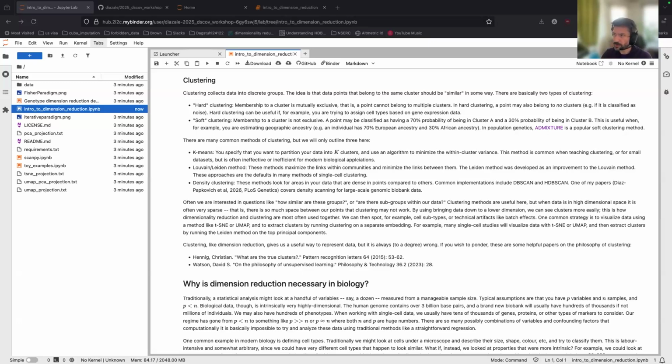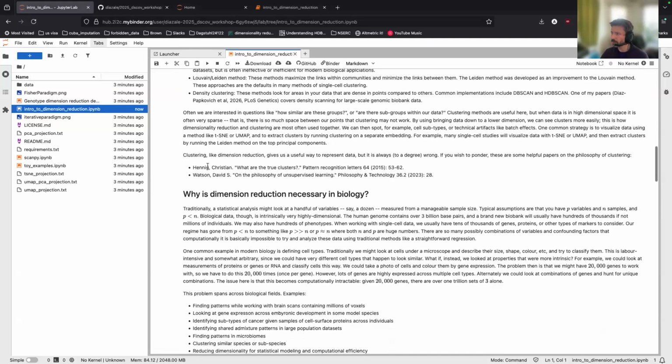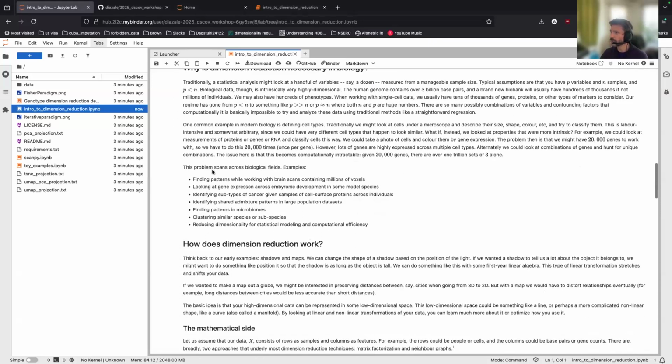There's a whole ton of different clustering methods. K-means is a really common one, but it's kind of computationally inefficient at this point, and it's mostly used in toy examples. I've got a description in there of Leuven and Leiden, which is community detection, and density clustering, which is finding dense points of data within space. I have a whole paper on density clustering and genomics if you're interested. And if you're interested in the philosophy of it, which I think is an important thing to think about, there are two papers here, one by Christian Hennig and one by David Watson.